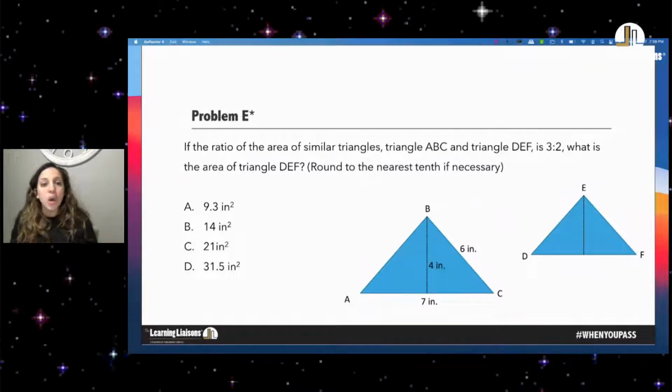If the ratio of the area of similar triangles, triangle ABC and triangle DEF, is 3 to 2, what is the area of triangle DEF? Round to the nearest 10th if necessary.